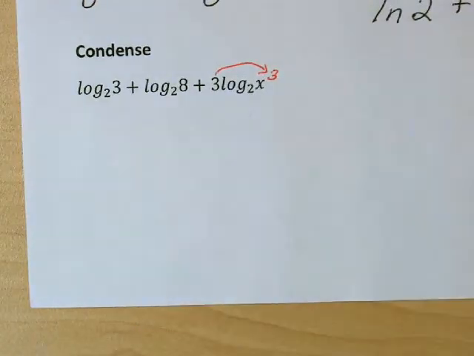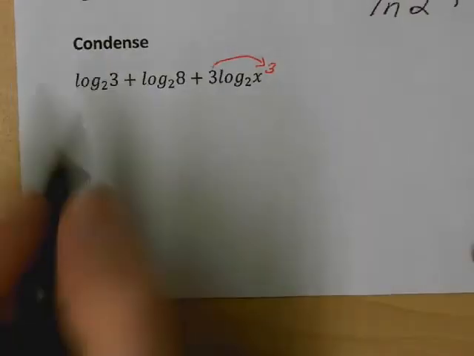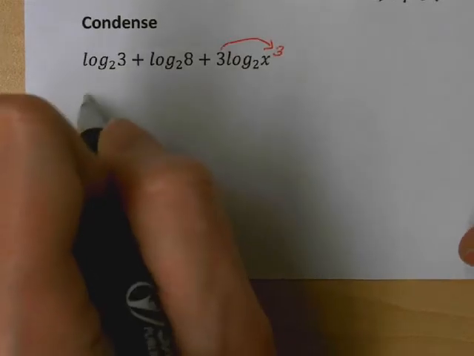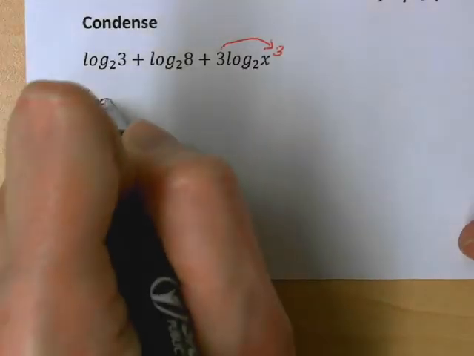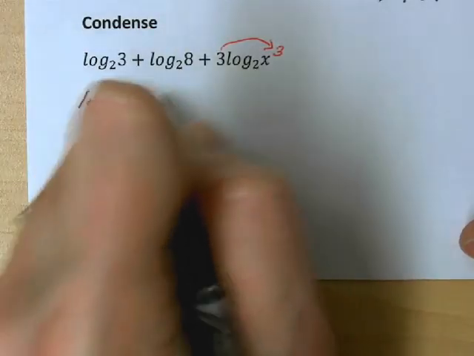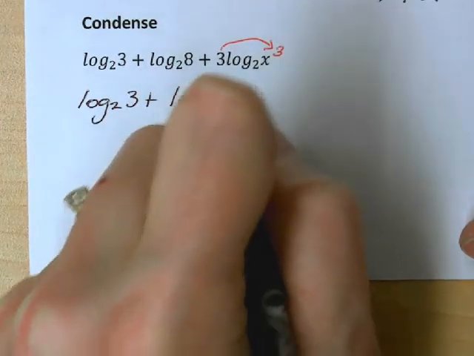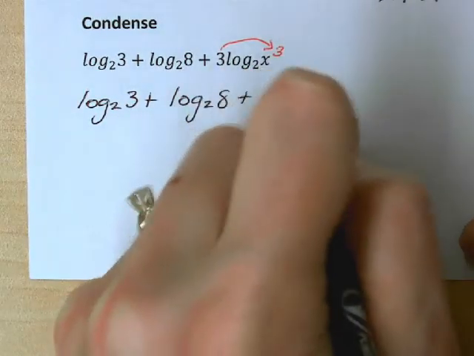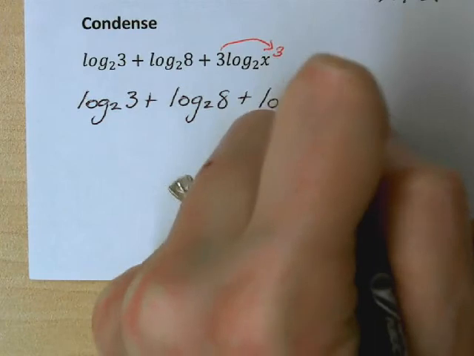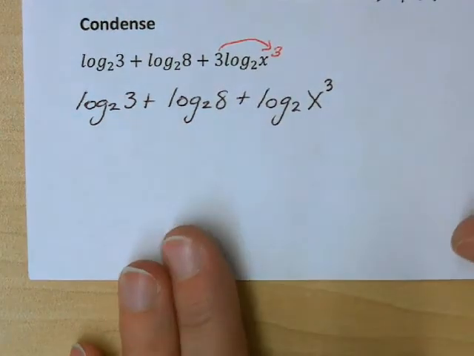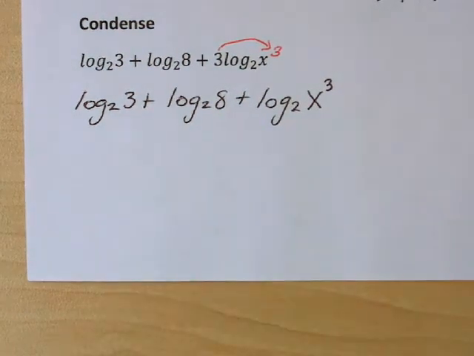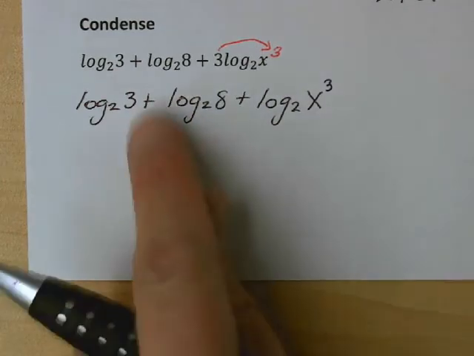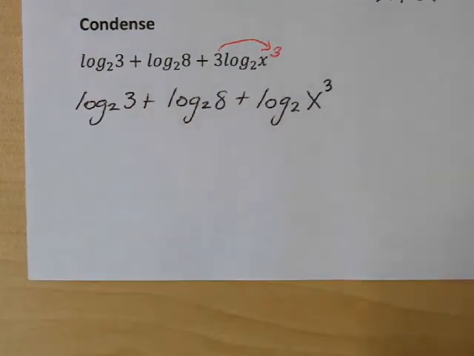I kind of like these. It's like manipulating something, changing it into a different form. So we have log base 2 of 3 plus log base 2 of 8 plus log base 2 of x to the 3rd power now. So you just make it back as x to the 3rd power. All right, now these are additions, so what do you think we could do now?